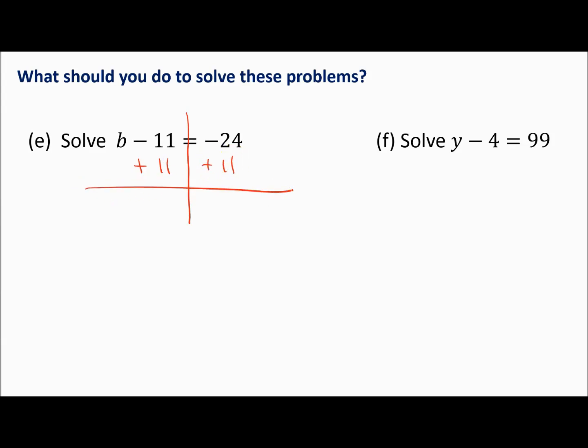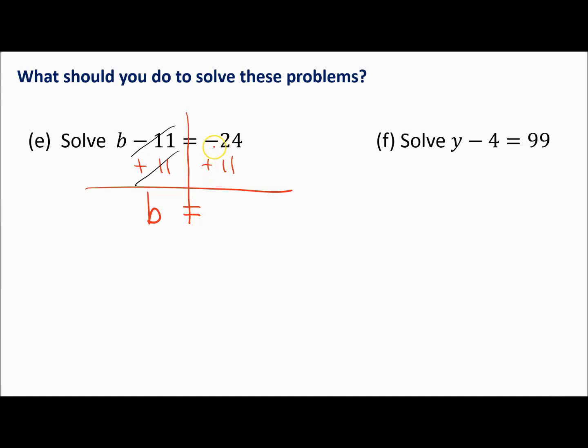Is that what you were thinking? If you're minusing, you add. If you're adding, like we did in the last problems, you subtract. So what happens now is the minus 11 and the plus 11 cancel. You know, negative 11 plus 11 is just 0, right? So I'm left with b on the left-hand side. The equals comes down, and you have a negative 24 added to a positive 11.